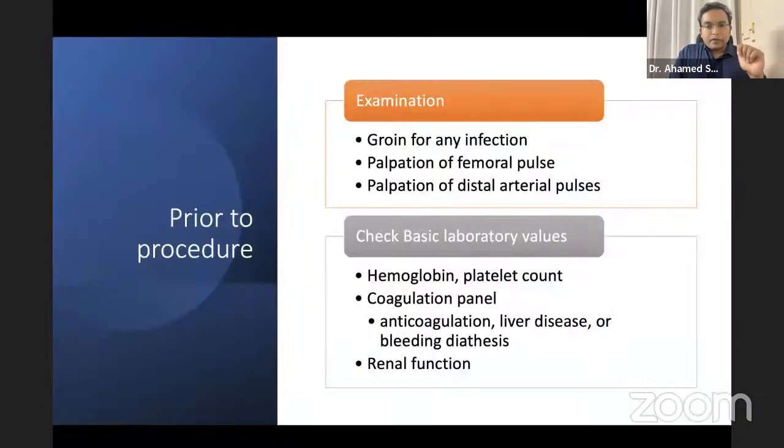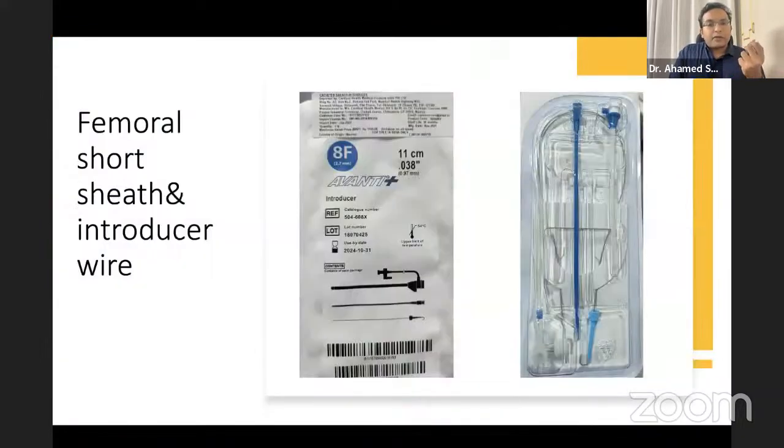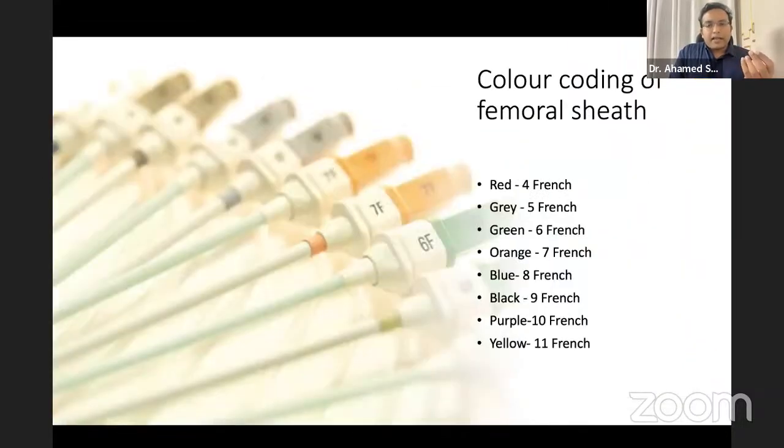HIV, etc. And materials used: a standard 18 gauge needle with a 035 Terumo wire, that is a J-tip wire, is used for cannulating. And a micro access set with a 21 gauge access needle with a 018 wire can also be used. This is a femoral short sheath and the introducer wire, which is a J-tip Terumo wire of size 035. There is a color coding system. By seeing the catheter itself, we can identify which French size it is.